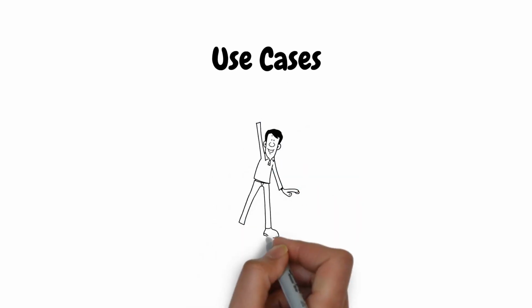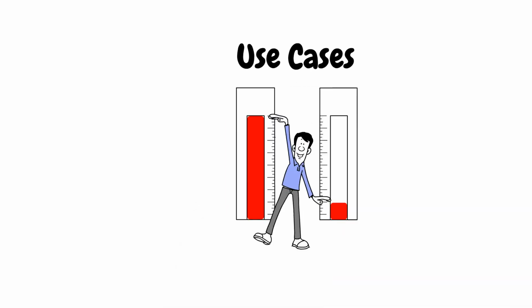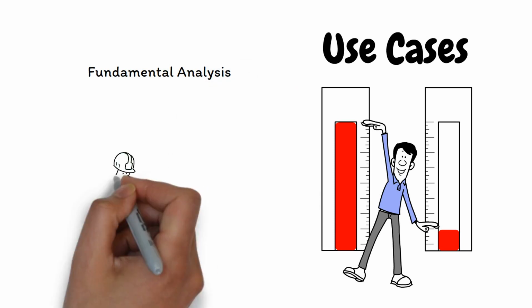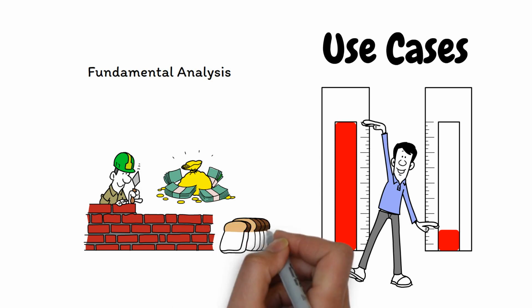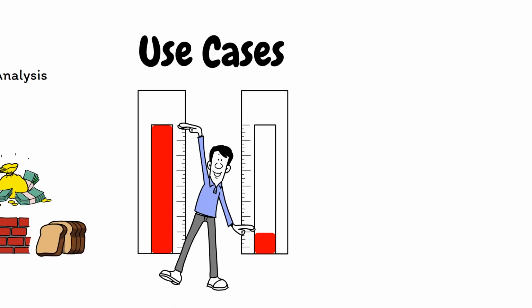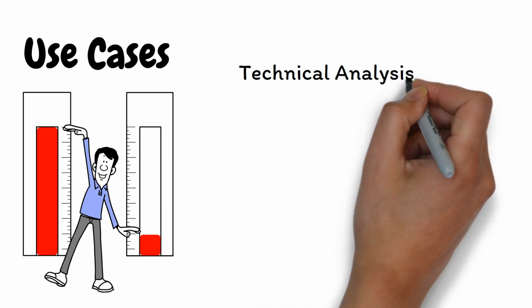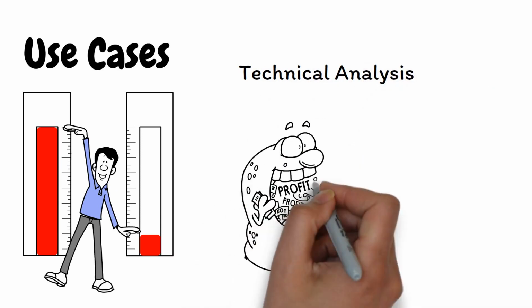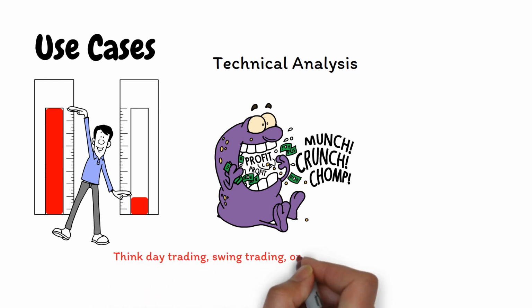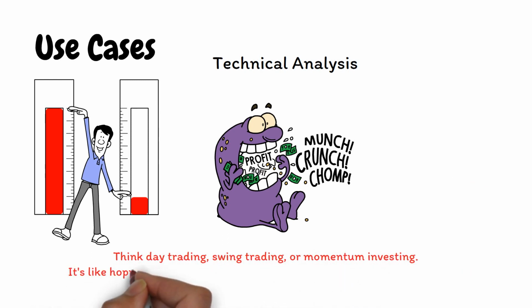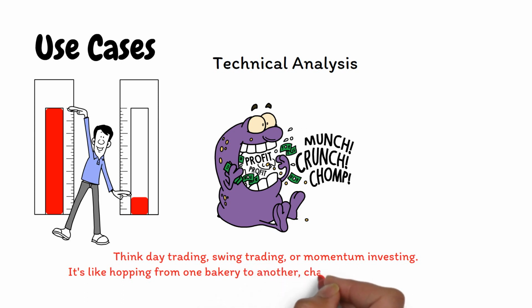Use cases. Think of these as scenarios or situations where one might be more preferable than the other. Fundamental analysis. This is for those building a foundation. Think long-term investments and portfolios that pay dividends, like choosing a bakery based on the consistent quality of its bread over years. Technical analysis. Ideal for those with nimble fingers ready to seize opportunities. Think day trading, swing trading, or momentum investing. It's like hopping from one bakery to another, chasing the latest pastry trend.